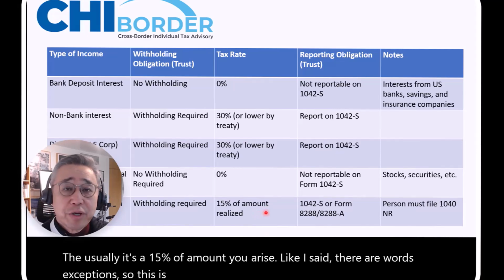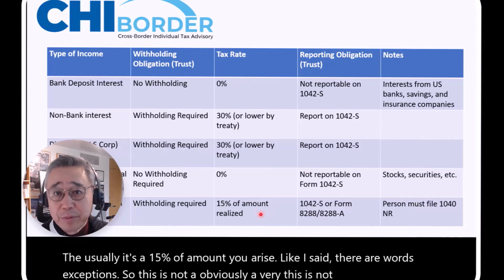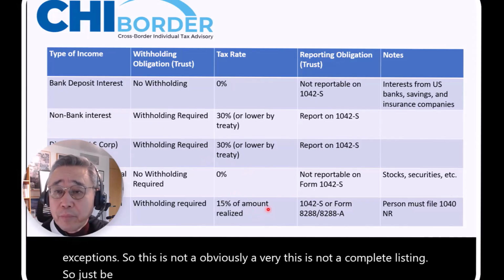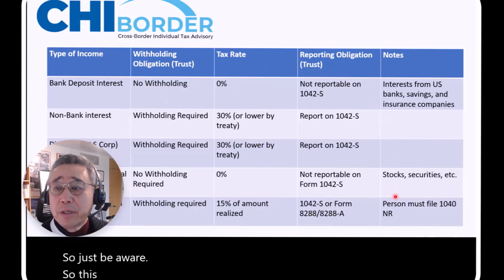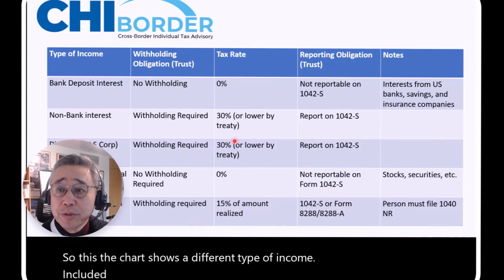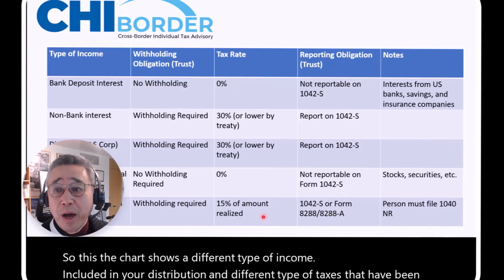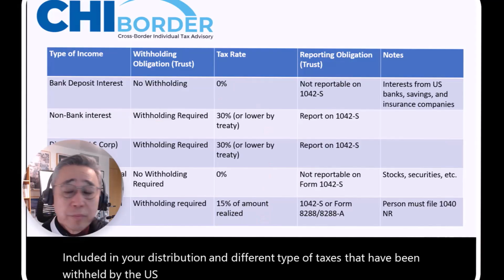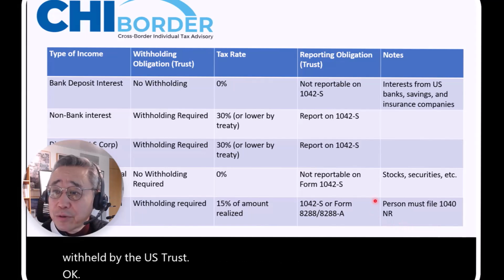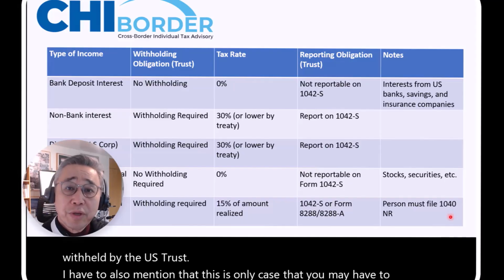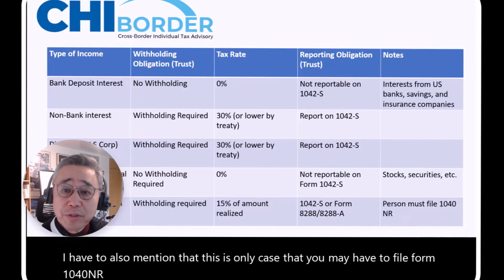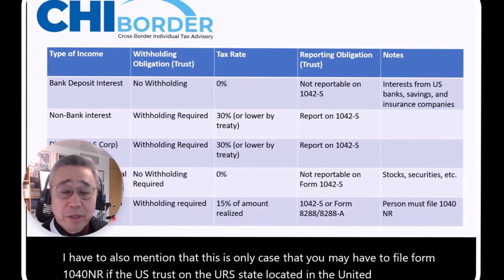This is obviously not a complete listing, so just be aware. The chart shows the different types of income included in your distribution and the different types of taxes that have been withheld by the U.S. trust. I also have to mention that this is the only case where you may have to file Form 1040-NR: if the U.S. trust owns real estate located in the United States and there is a capital gain.